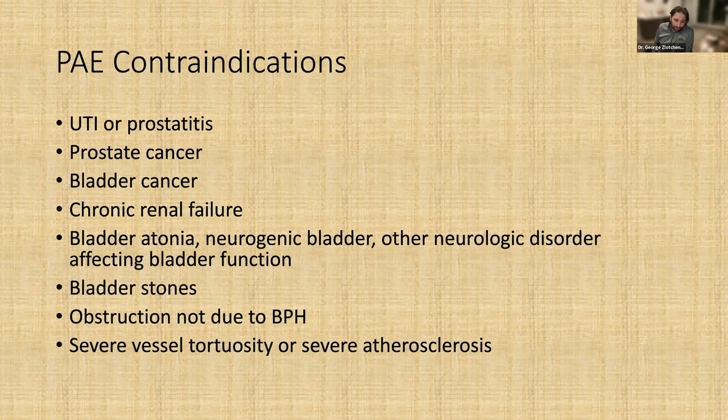Bladder stones, obstruction that's not due to BPH, or severe vessel tortuosity or severe atherosclerosis. This is another good reason why you want to get a CTA, because if you do a cone beam CT, you're not going to know beforehand that they have severe vessel tortuosity or severe atherosclerosis. So you just wasted this patient's time and you have to cancel the procedure because you can't get into the arteries. In Colorado, patients are pretty healthy, so we don't see too much atherosclerotic disease, but it's very prevalent in the United States. So that's another reason I highly advocate getting a CTA beforehand.